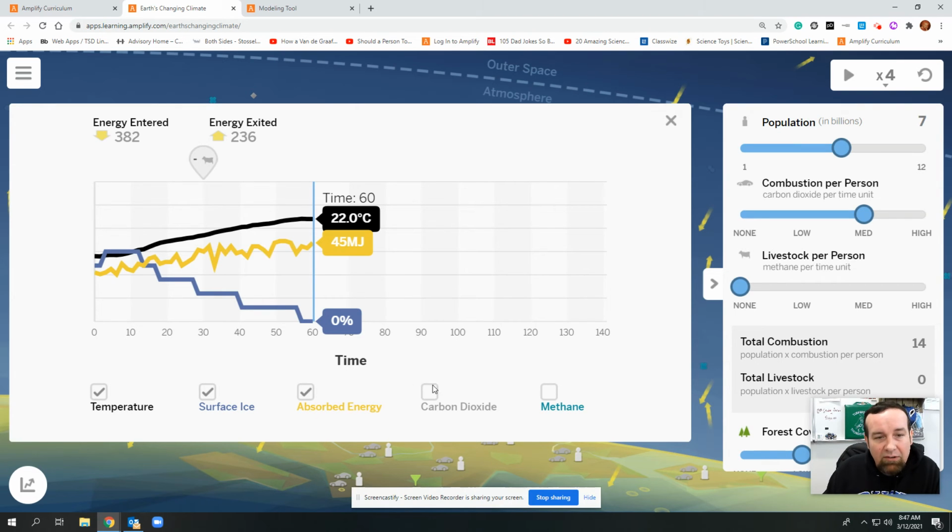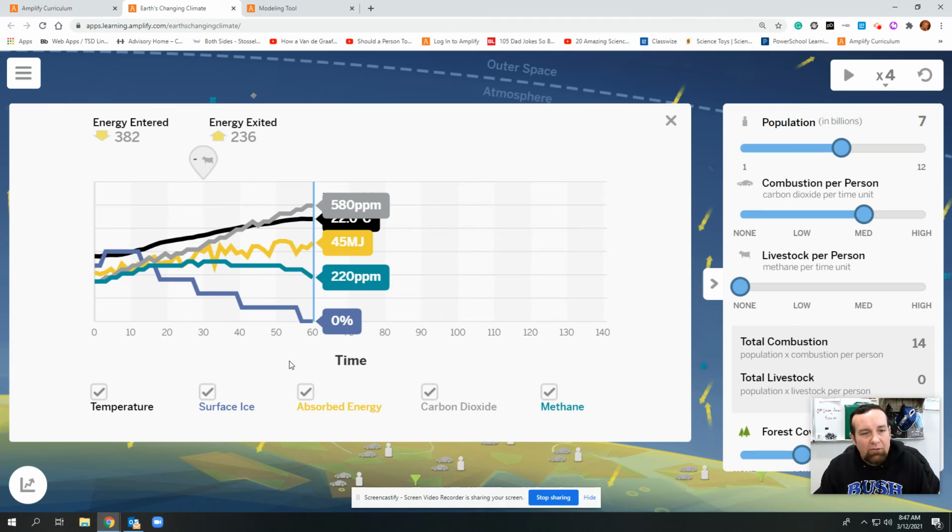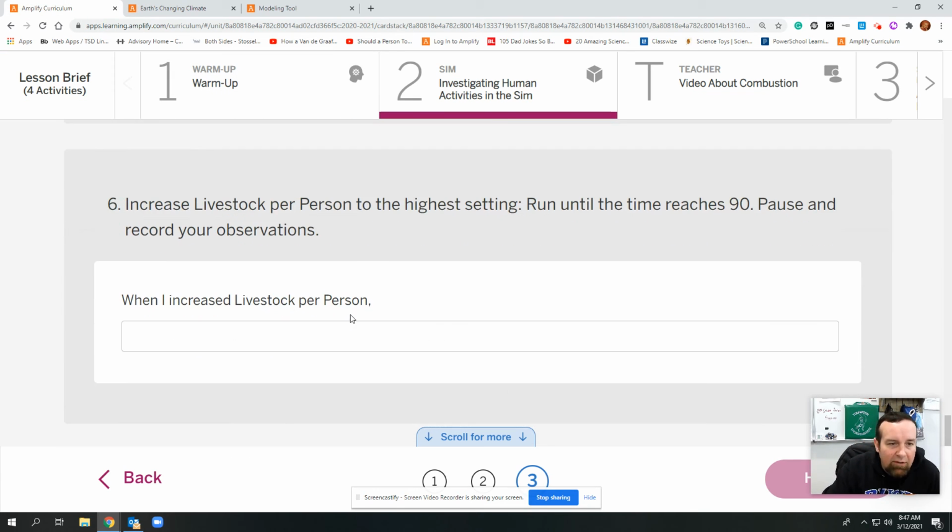We've run out of ice. Our energy is absorbed more. Carbon dioxide is still up really high. And our methane, though, has started to come down. Remember, though, it started at about 200 parts per million, and it's still over that just a little bit. So, interesting. So let's record those findings there.